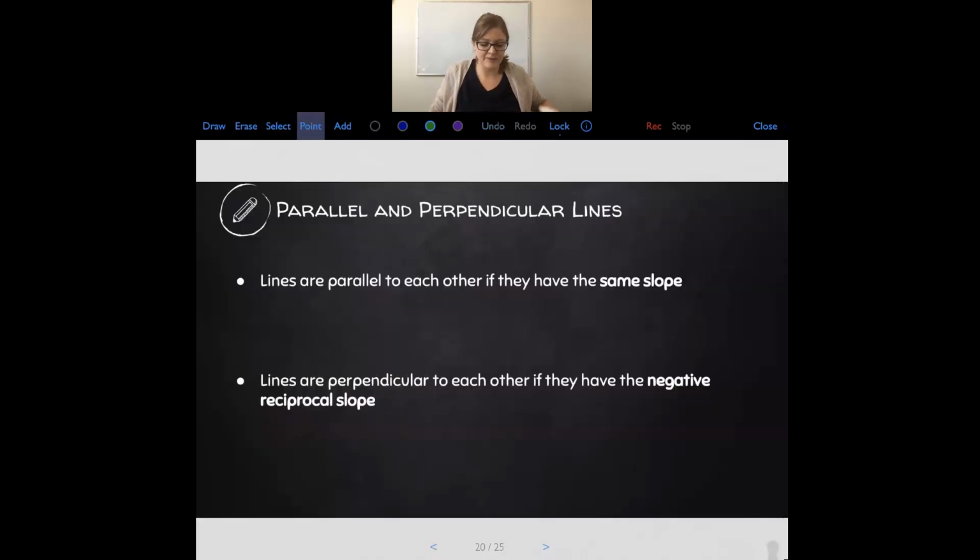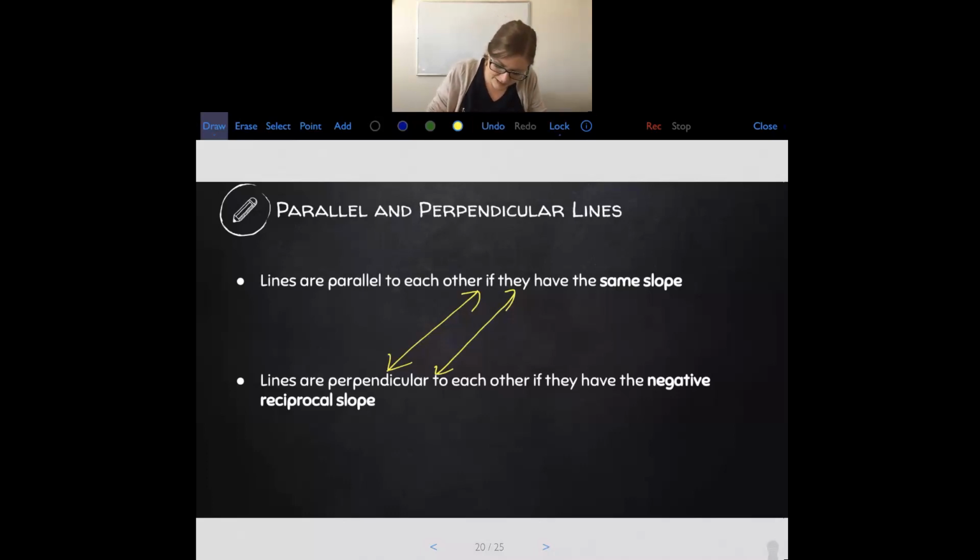Next, we're going to talk about parallel and perpendicular lines. So 2 lines are parallel if they have the same slope. Okay, and a visual of that, these 2 lines, for them to be parallel, they have to have the same rate of change or the same slope. So they have to have the same steepness in order for them to never cross. So that's why parallel lines have the same slope.